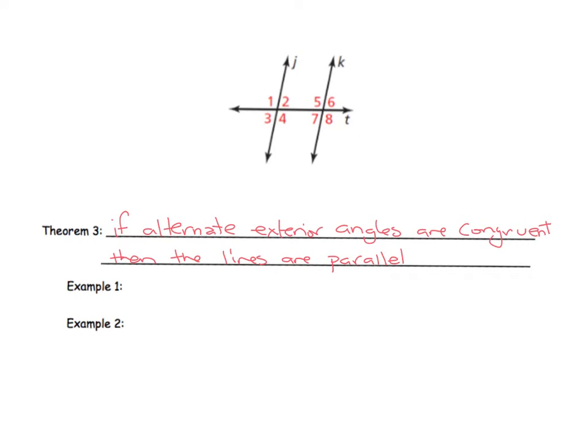Third theorem: if alternate exterior angles are congruent, then the lines are parallel. Alternate exterior, so we're looking outside of the parallel lines. I would say angle 1 is alternate exterior with angle 8. And we can also state that the other pair would be angle 3 is alternate exterior with angle 6.